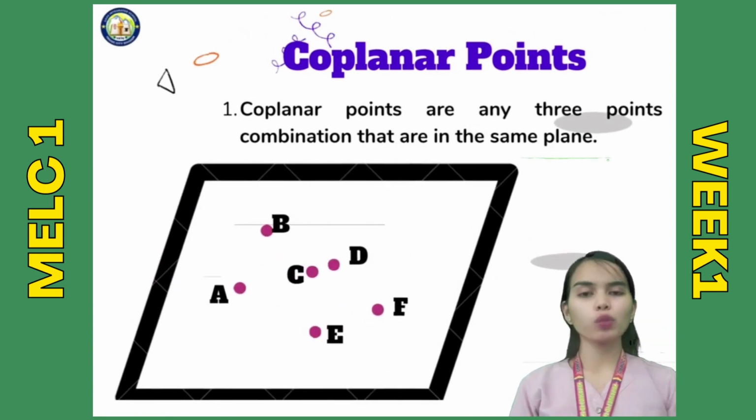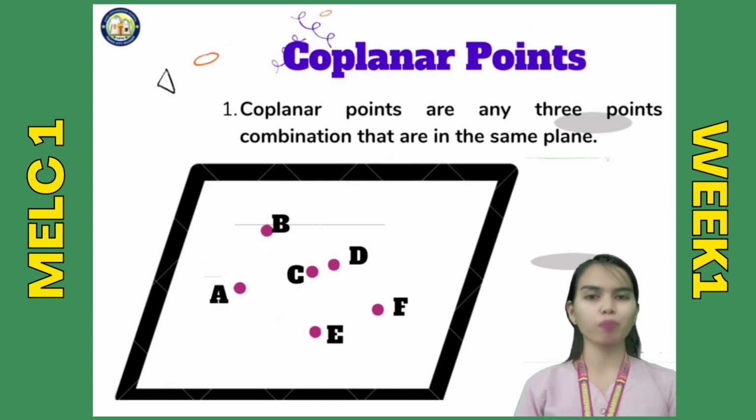So the third kind is what we call coplanar points. So these are any 3 points combination that are in the same plane. So in the figure, we have noticed that points A, B, C, D, E, and F are on the same plane. So they are called coplanar points.